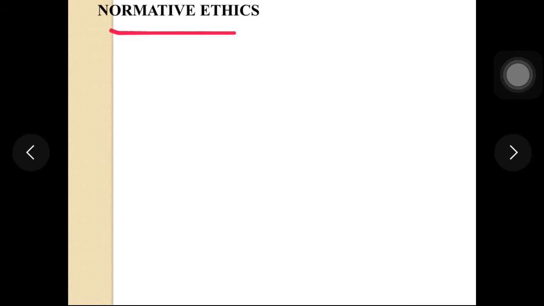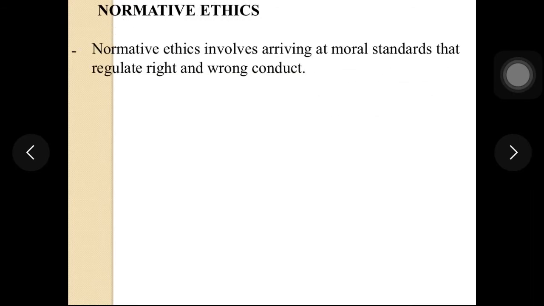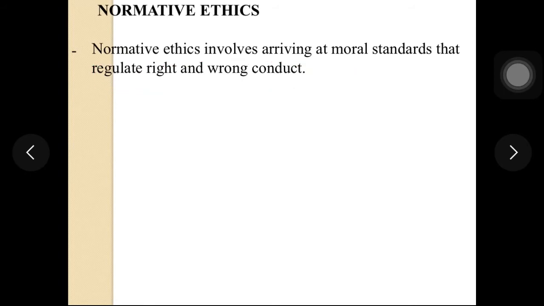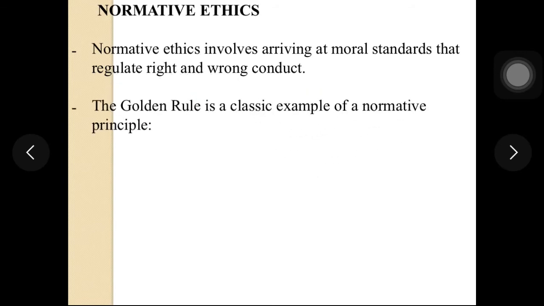The second one is normative ethics. Normative ethics involves arriving at moral standards. It's about regulating right and wrong conduct, especially bringing wrong conduct into a proper state. So it's arriving at moral standards and regulating wrong conduct by creating principles and standards.